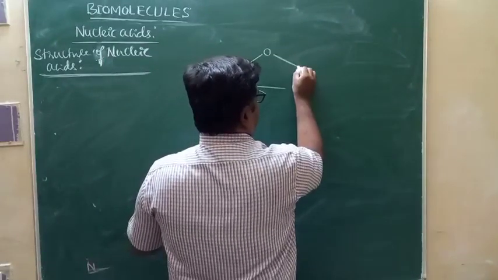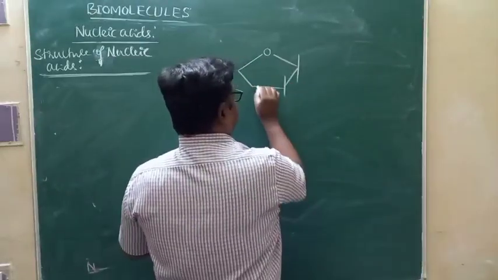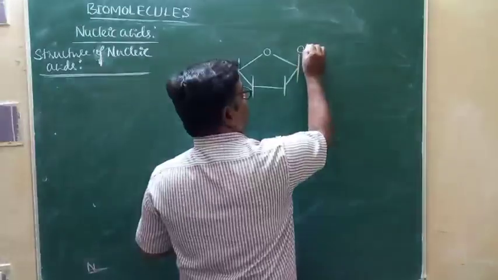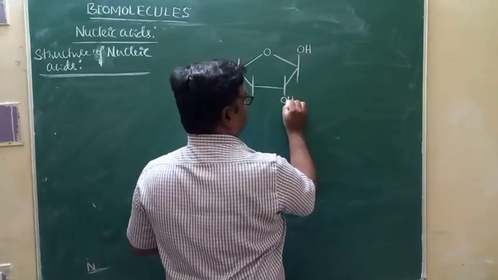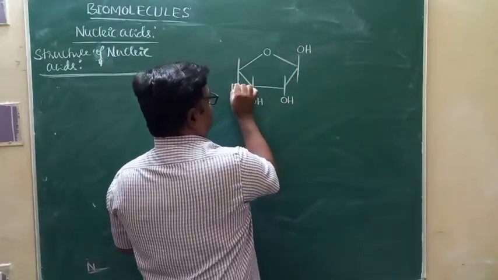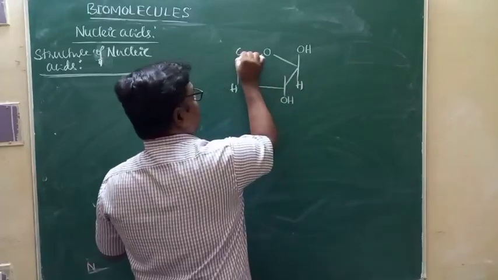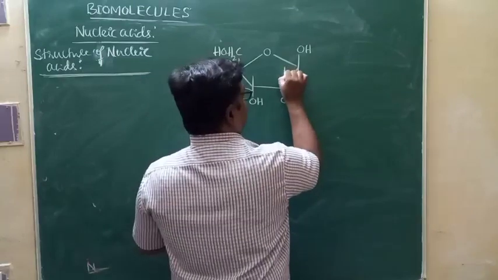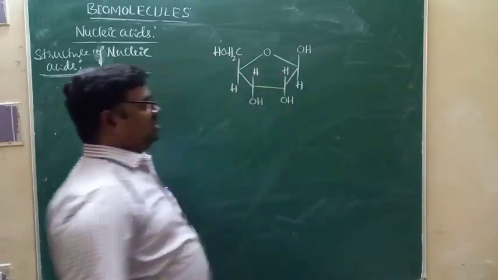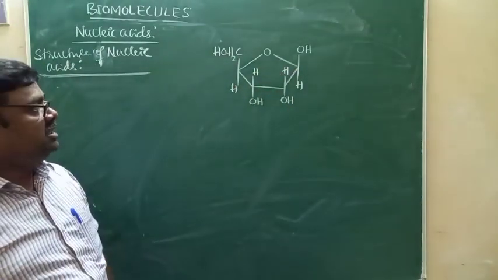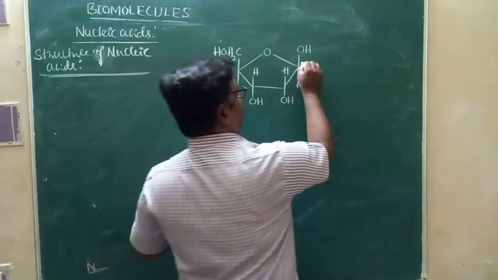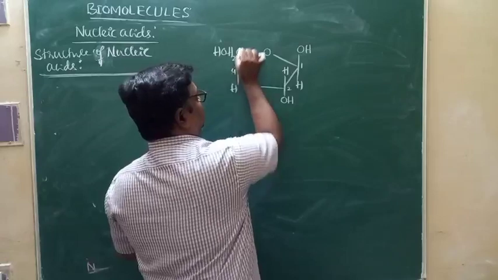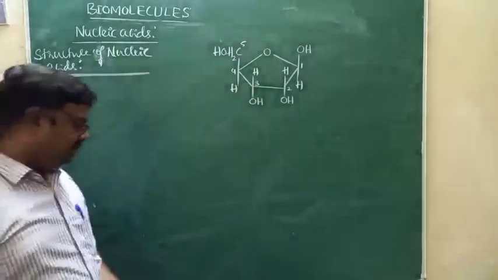I already wrote the structure of pentose sugar. Here the OH group is above the plane. Here it is OH group, this is OH, H, and of course this is CH2OH, okay? This is H, and of course this is H. This is the pentose sugar present in RNA. This is position number 1, this is position number 2, this is position number 3, this is 4, and it will be 5.